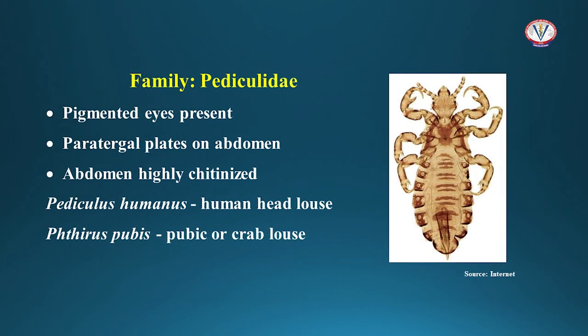Family Pediculidae: they have pigmented eyes, paratergal plates on the abdomen, and the abdomen is highly chitinized. It includes the human head louse, Pediculus humanus, and the pubic or crab louse, that is Pthirus pubis.